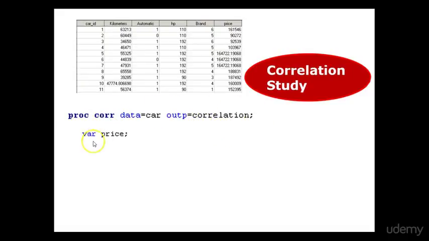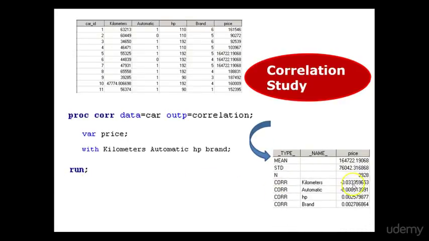var is price. I want to check the correlation of price with the following variables. Then I run. First, here is a correlation value between price and these variables. Second, by ranking the correlation coefficients, you will know which variable is highly correlated to the price, so that we can make a prediction.